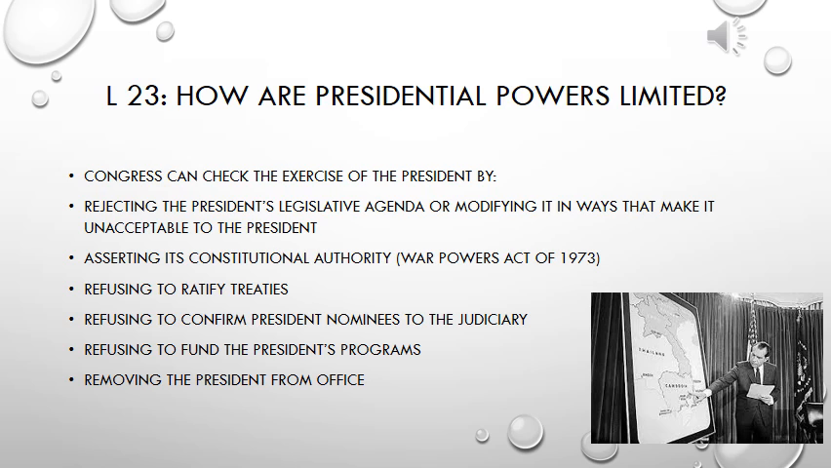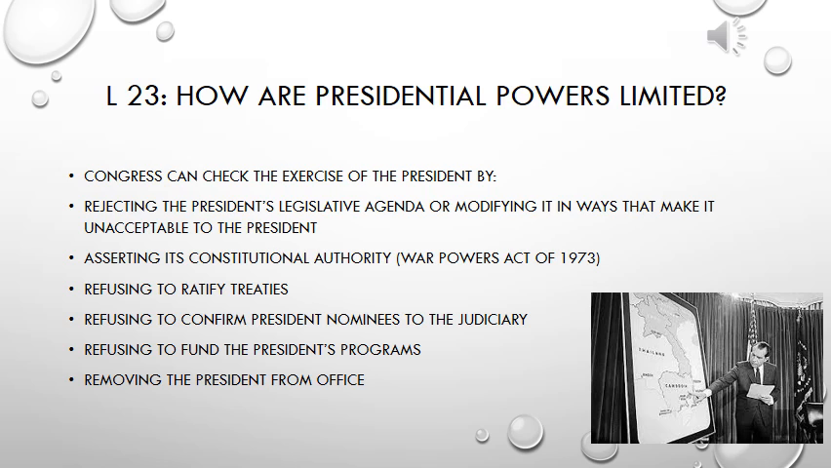They can refuse to ratify treaties. This happened with Woodrow Wilson in 1919 after World War I. He helped negotiate the Treaty of Versailles, and the United States Senate rejected it. We had to have our own treaty with Germany that officially ended our involvement in World War I in 1920.